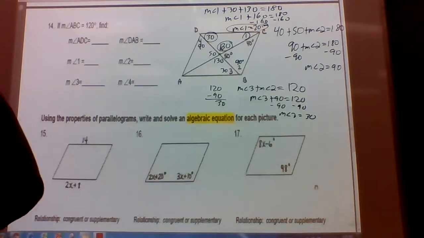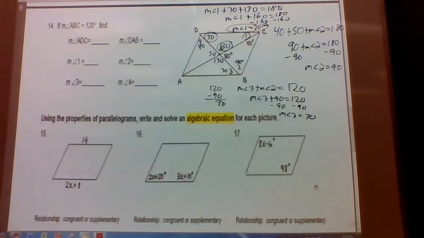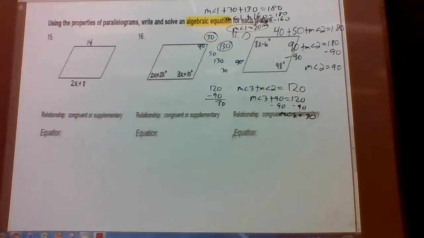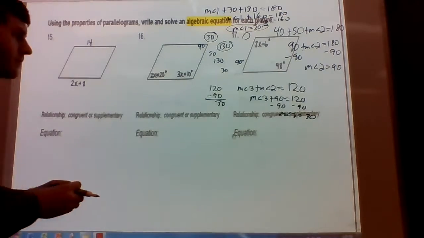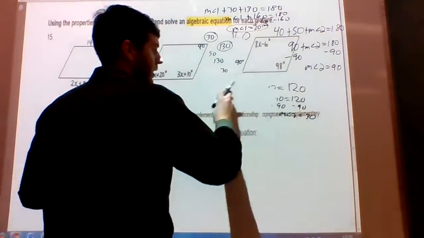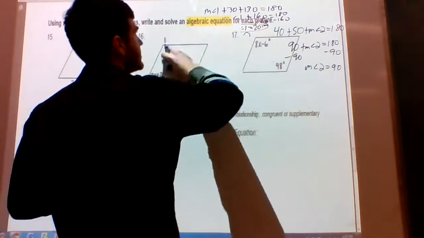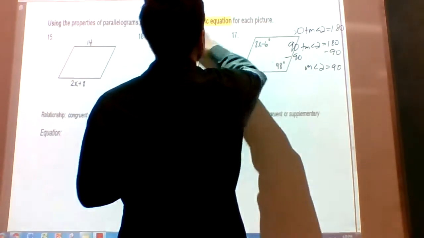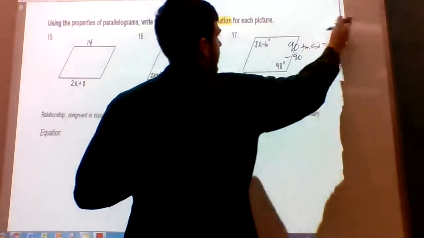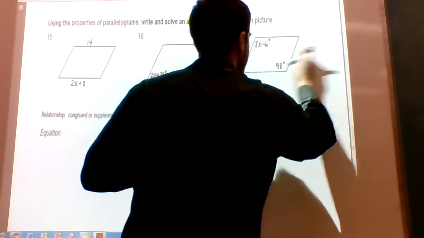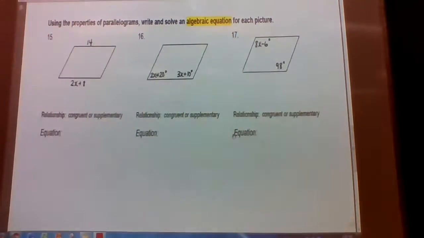Okay. Right, now we have 14, 15, and 16. They want us to know if they are congruent or supplementary, and what equation we can set up. They want us to set up, and they want us to solve, so we can solve those equations. Okay, that's the easy part, though.